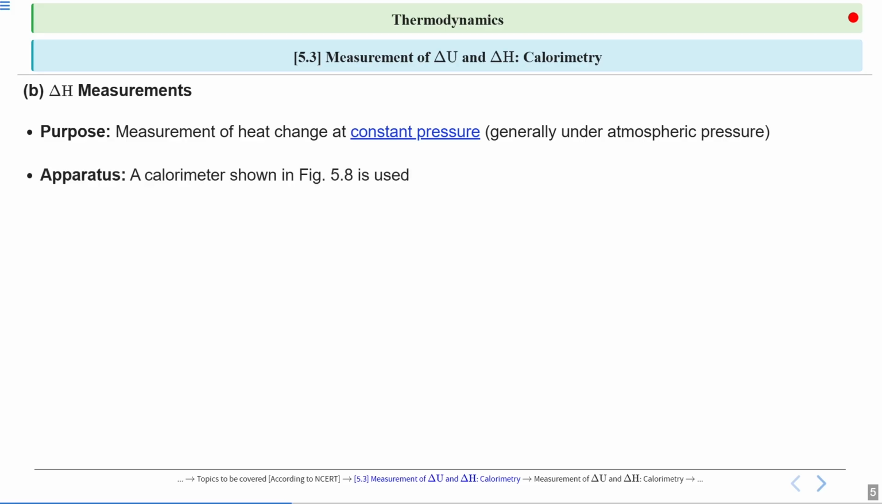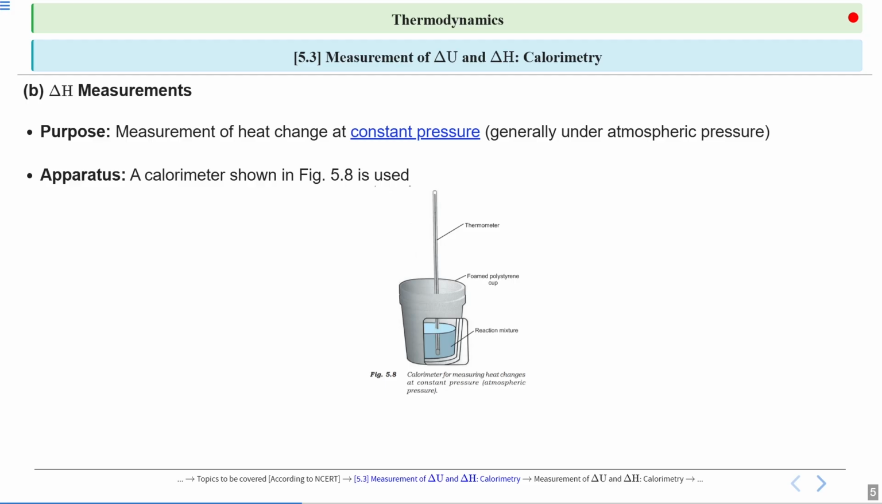We can look at the apparatus to see how it helps us keep the pressure at atmospheric pressure. If you look at the diagram given here, almost everything is the same as what we saw in the case of the bomb calorimeter. The only difference is that here we are not keeping the volume constant. So we are keeping an open container. You can see in the diagram that we have kept an open container. The lid is open, so that keeps the pressure equal to atmospheric pressure, right?